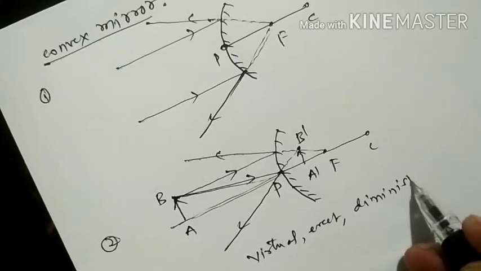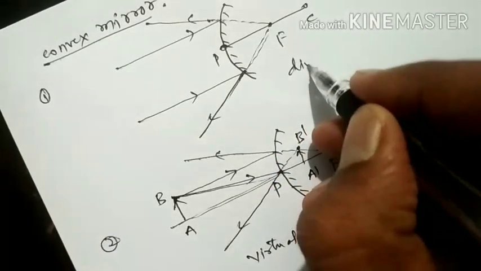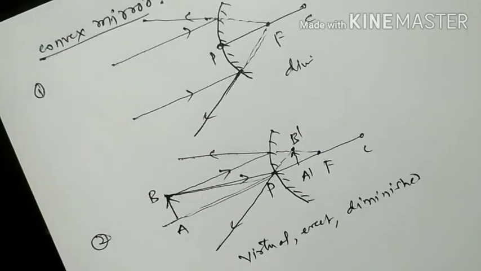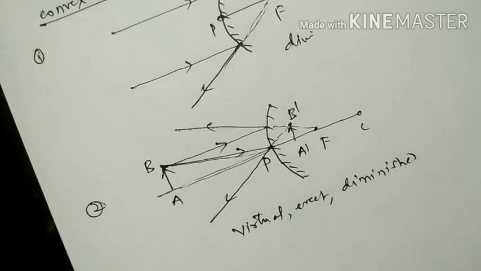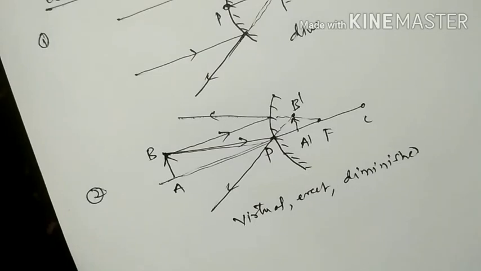Here also it is diminished. In the first case also it is diminished. Again it is virtual. Whenever the image is formed behind the mirror, we call it a virtual image. In front of the mirror it is called a real image. And next, these are the applications. What are the uses of convex mirror and concave mirror?